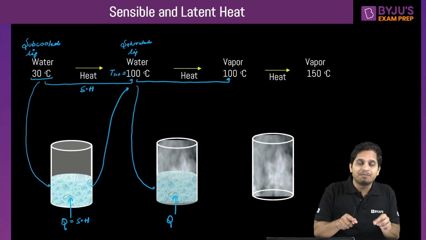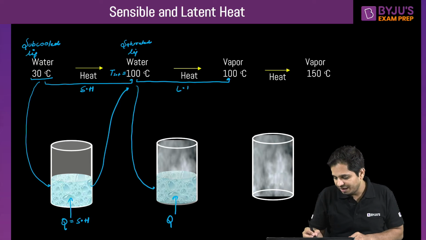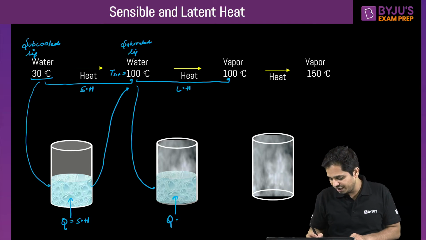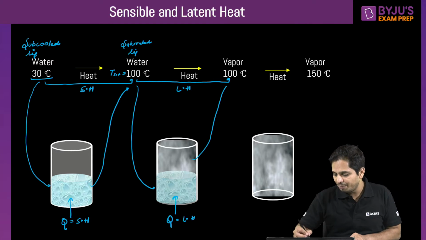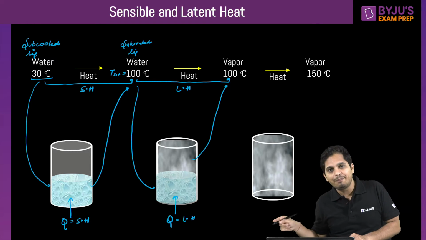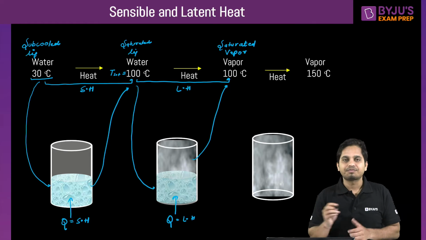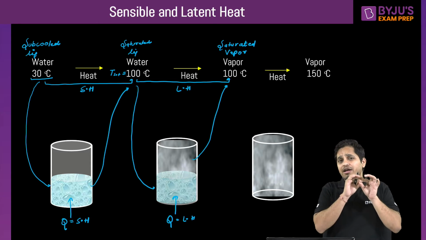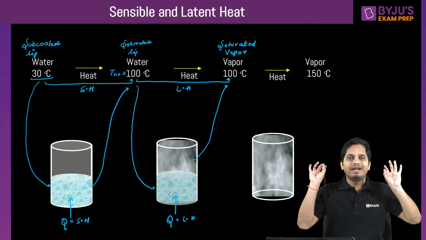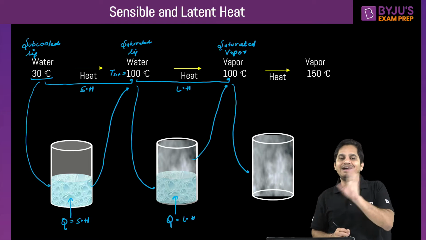And when you give heat at constant temperature to change phase, it is called latent heat. So this heat is latent heat and it will convert water into vapor at 100 degrees Celsius. Now vapor is also at saturation temperature, so I can call it saturated vapor. Okay. So now all the water is converted into vapor and it is at 100 degrees Celsius.